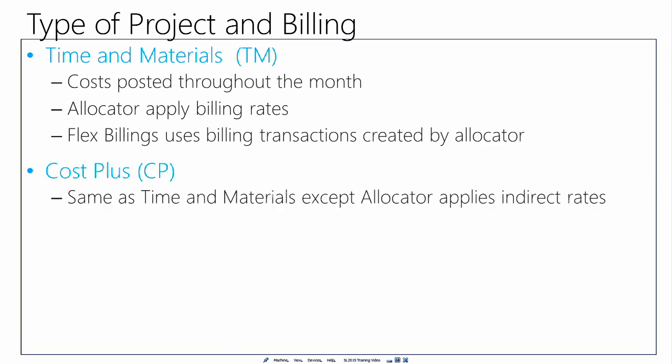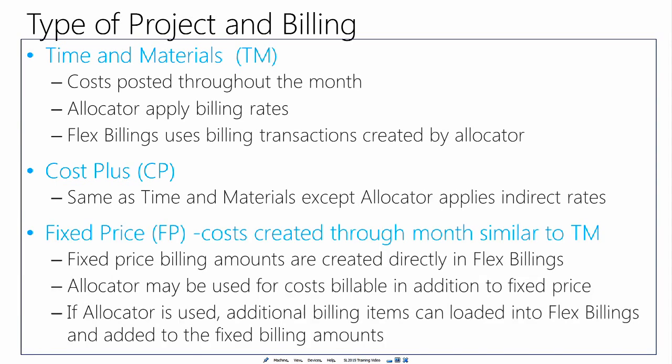The second type of project we could have are cost-plus projects. And these are typically government jobs. And we would handle those the same as we would time and material jobs in the fact that we have costs posted throughout the month, except we would not apply billing rates using Allocator, but instead we would apply indirect rates using Allocator. And then we would still flow the records created by Allocator over to billing.